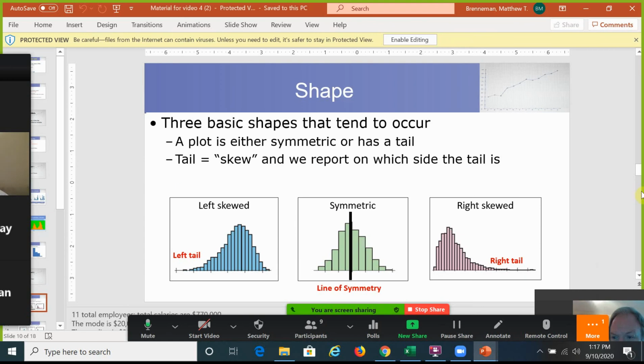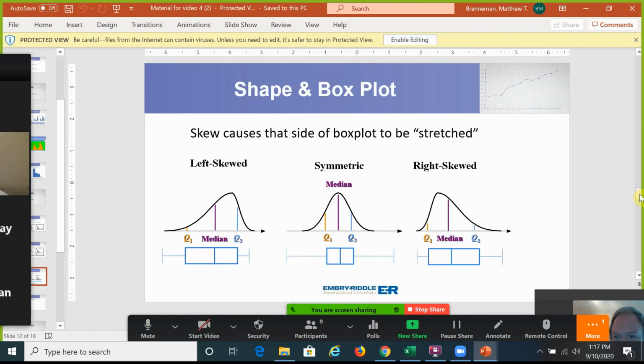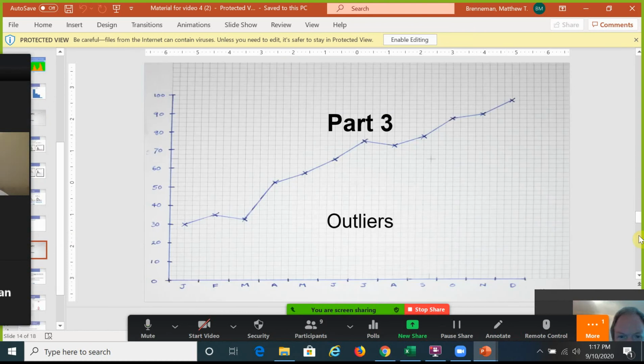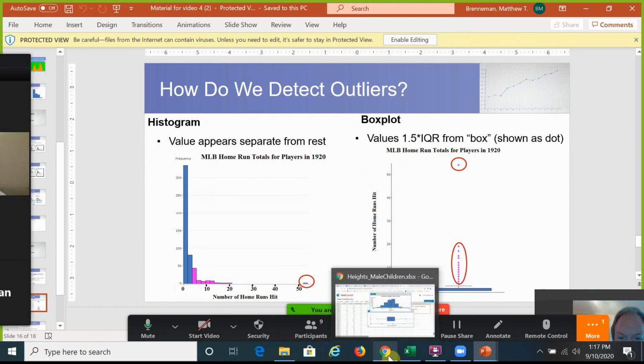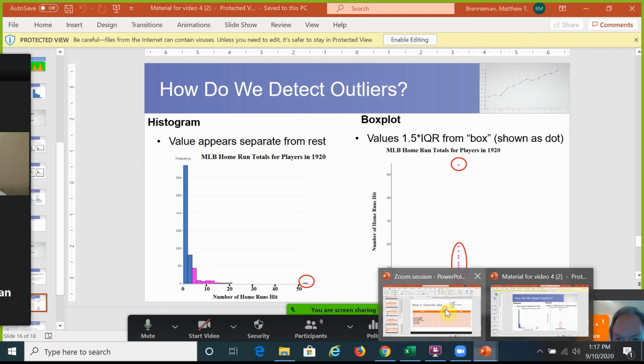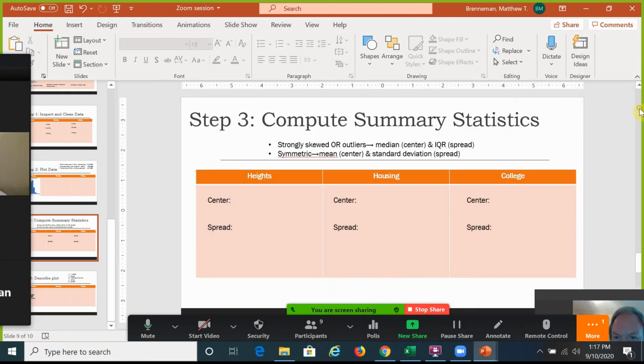I want to show you this with the center and the spread. I think it's in the previous handout. It is. So with the center and the spread, here's what we know. There are two measures for the center, the median and the mean. When we have strongly skewed data or outliers, we use the median. That's what we were talking about in the introductory video with Mr. Burns.